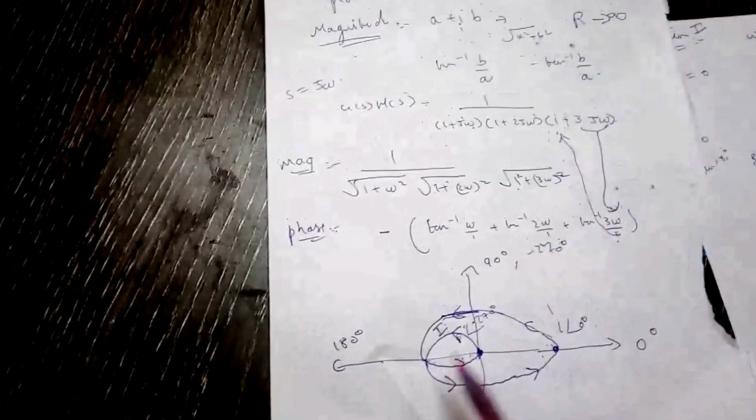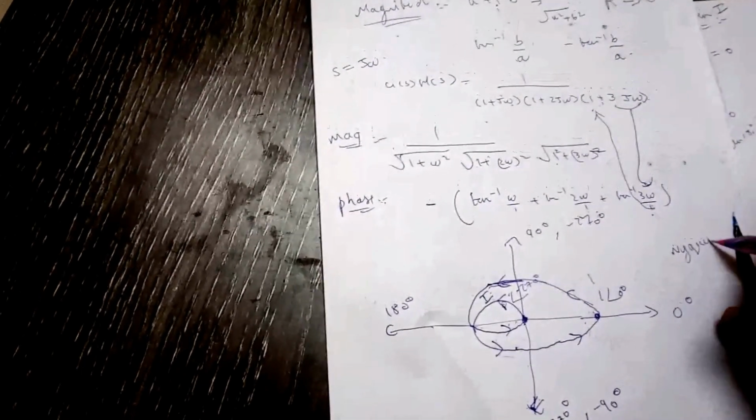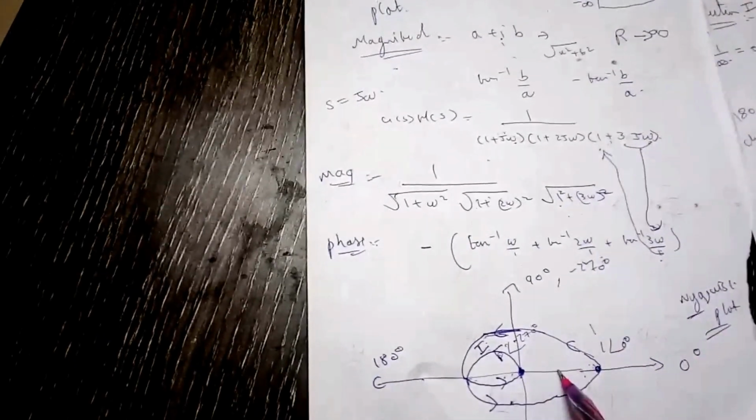This is how it's going to look. This is the obtained Nyquist plot. So here till here, one part of the problem is over, that is, we were obtaining the Nyquist plot. But now the stability analysis.